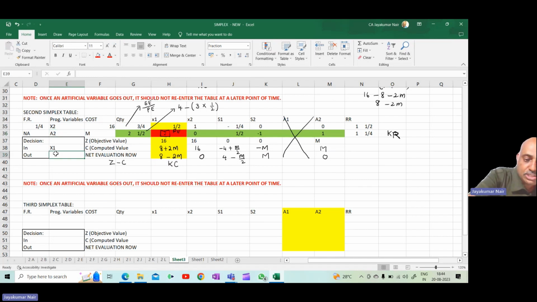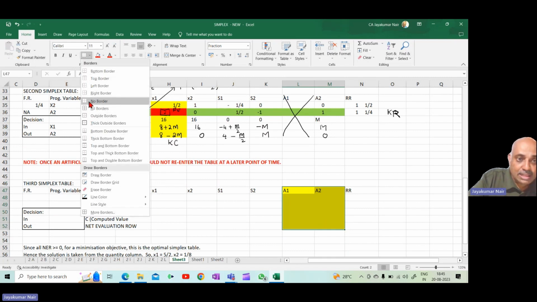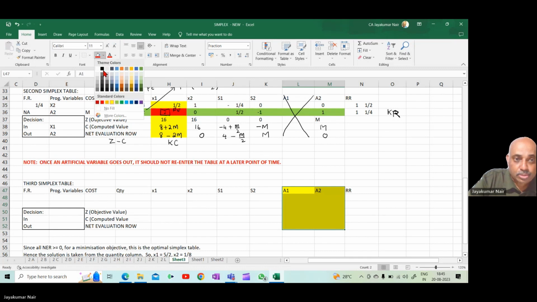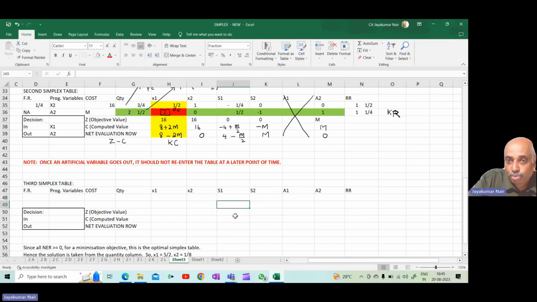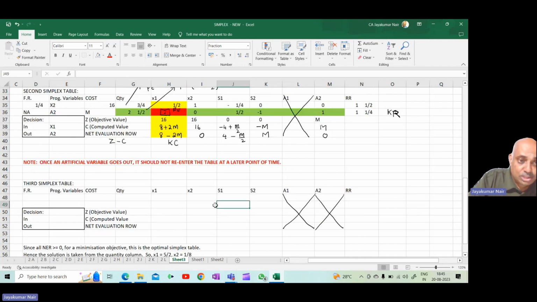And as I told you, since it is an artificial variable, once an artificial variable leaves the table, it should not re-enter the table. So next time when you are preparing the table, you must ensure that these two variables won't have any values. So you need to cancel this out. You need not do any calculation for these two because both the artificial variables have left the table. So when you do the next one, x2 will come first.